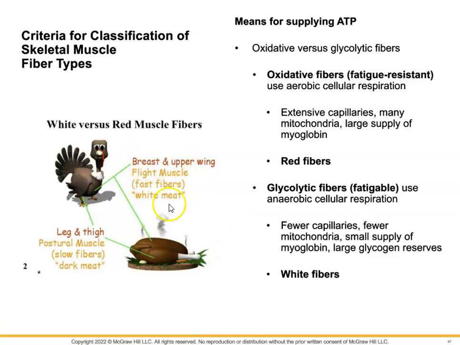So let's look at this turkey here. Okay, so the breast of a turkey and the upper part of the wing are white fibers. Yeah, you know that's white meat turkey, right? Well, think about it.